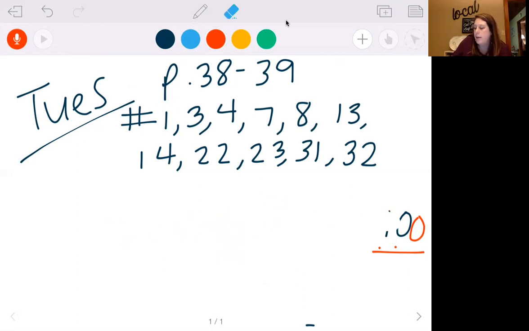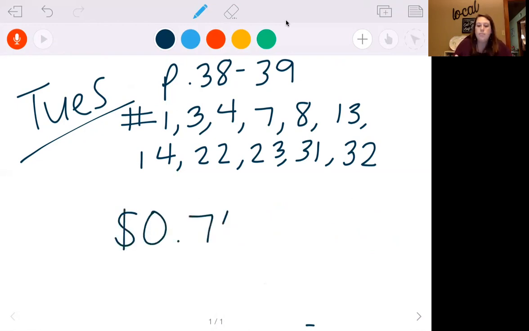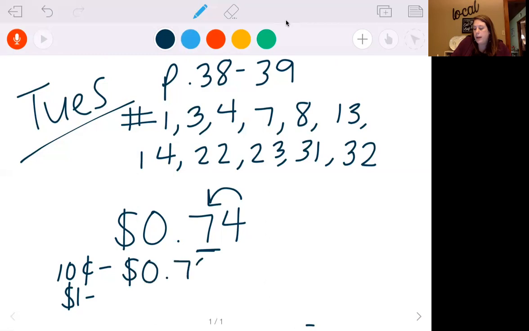I don't know if we spent enough time on that on the virtual last week, so let's look at some of those. If I give you 74 cents, then I told you to round that to the nearest 10 cents and the nearest dollar. 10 cents would be my 7. The 4 is going to make it stay the same, so I would have 70 cents. You can also write it like this.